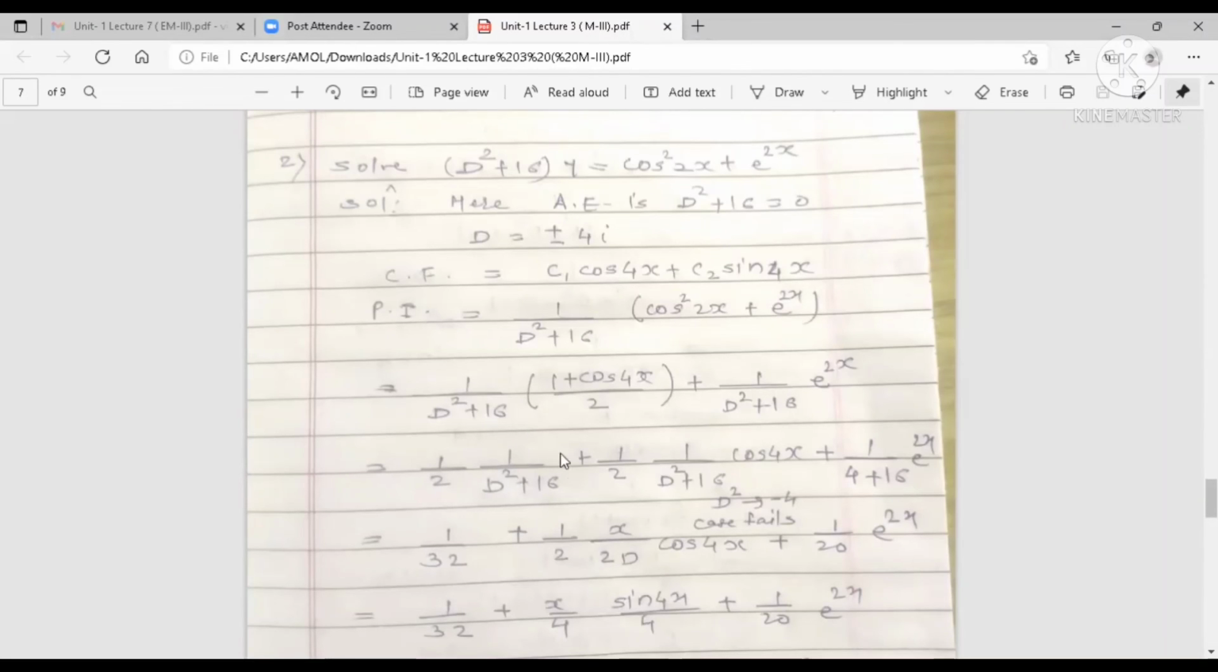Here it is a constant term. When there is a constant term 1, then in that case, we replace d by 0. If we replace this d by 0, it is 1 upon 16. 16 twos are 32. So 1 upon 32 plus this 1 by 2 as it is. Now how to solve for cos function? Replace d square by minus a square. So what is the value of a? It is 4. The square of 4 is 16. So replace d square by minus 16 here.